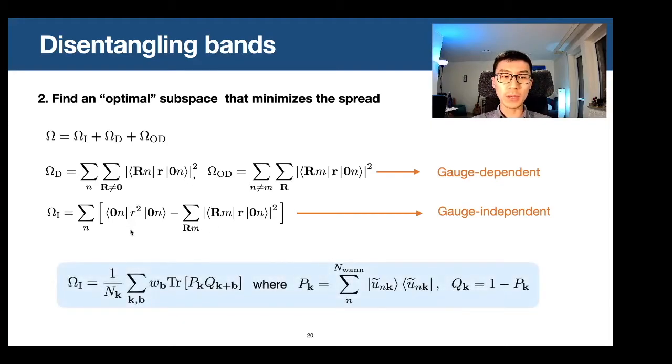So again, what we do is express this term in k-space, and that's what we get at the end, with the projection operator P and the complement of the projection operator at the neighbor points k plus b, where b is a neighbor displacement in k-space, and P is simply a projection operator onto the space defined by the projection.